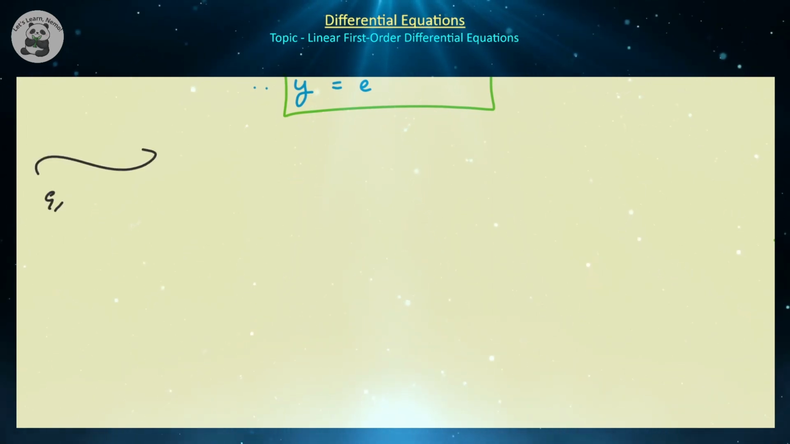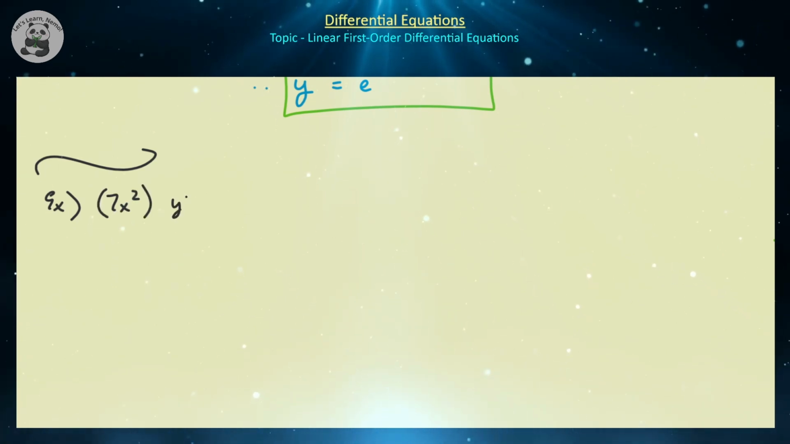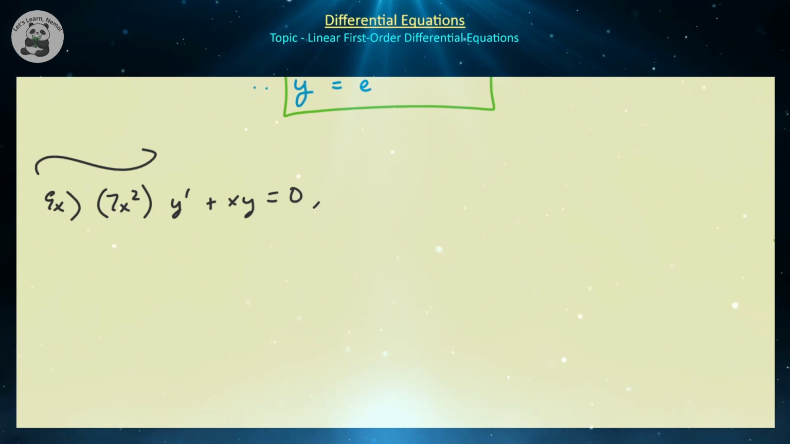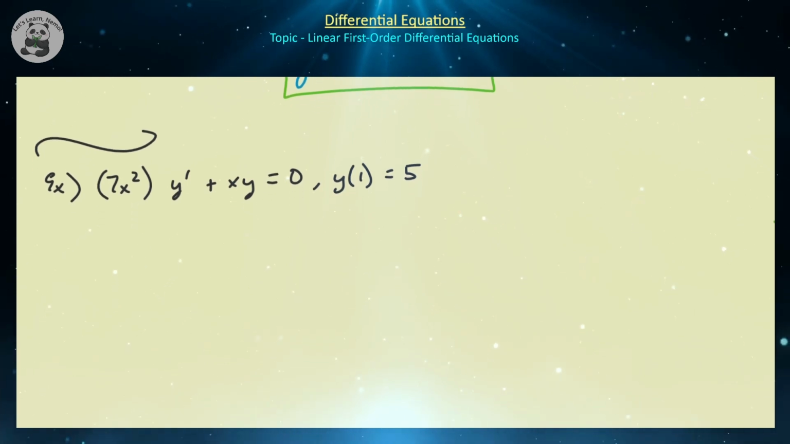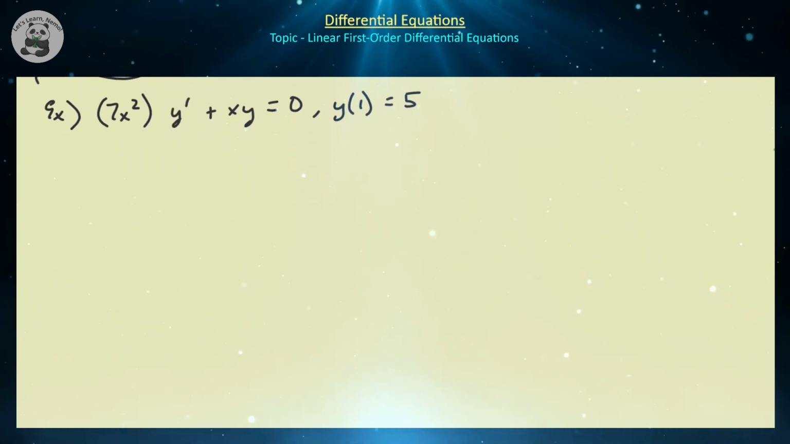Since we have shown that we can always solve every homogeneous linear first order ODE, let's look at a particular example of one. Let's assume we have 7x squared times y prime plus 7x times y is equal to 0, with the initial condition y of 1 is equal to 5. So we're looking for a particular solution, not a general solution for this ODE.